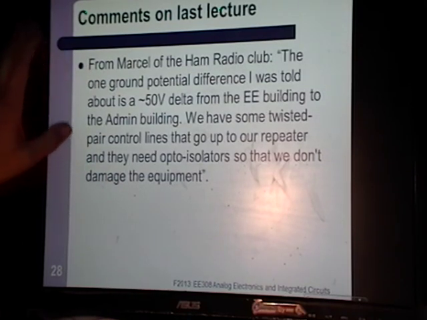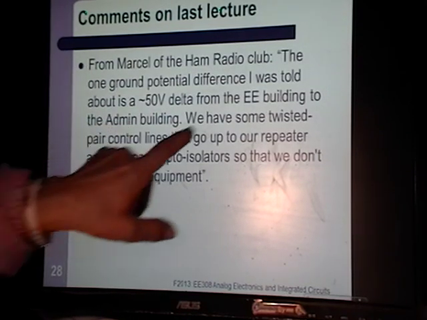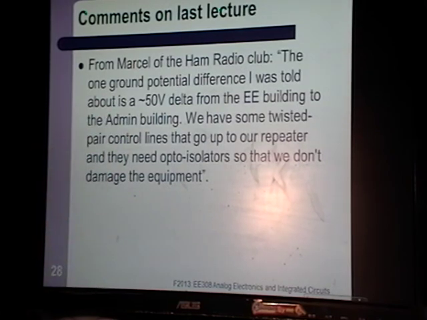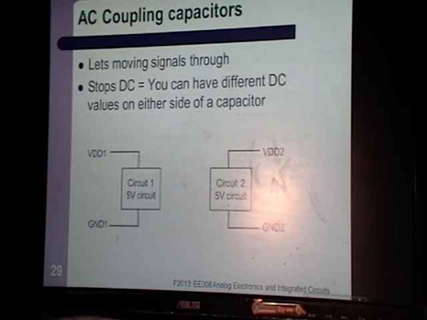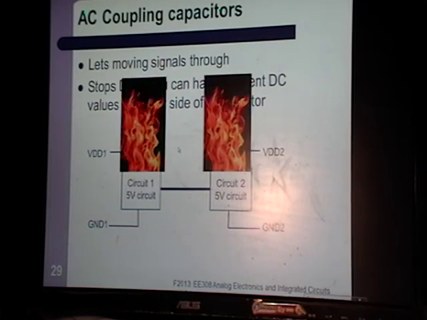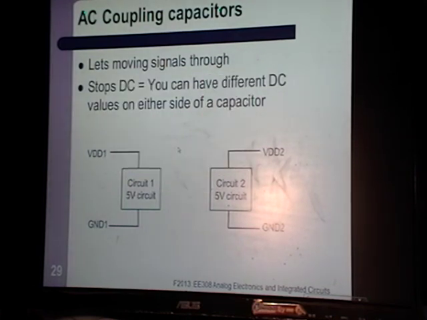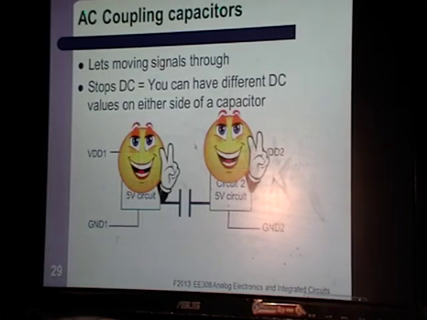The Ham Radio Club wanted to connect the EE building with the administration building, and it turns out their ground is 50 volts different. Remember that AC capacitor? That right there, that's a bad idea. If your grounds are 50 volts apart, you really don't want to connect their grounds directly. You'll get massive amounts of current. Okay. Enough said. But if you do that, then the moving part of the signal goes across the capacitor, and everything is good.